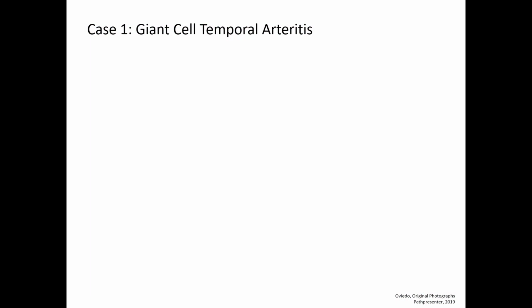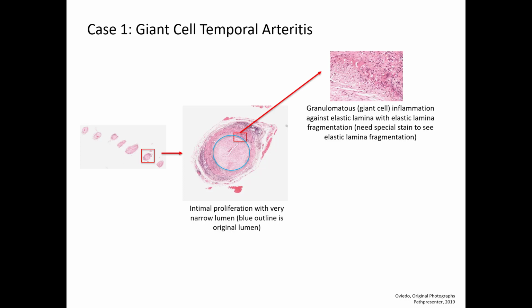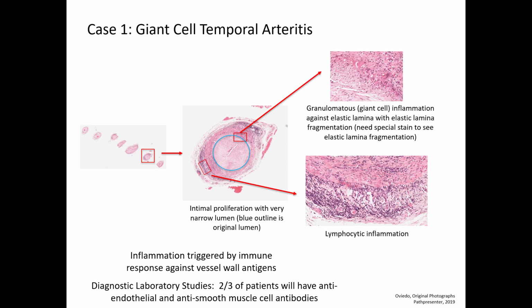Case 1 is giant cell temporal arteritis. Here is our slide. Here is a mid-power where you can see the significant intimal proliferation. I've outlined the original lumen in blue. Here on the right, you can see the granulomatous inflammation against the elastic lamina. The elastic lamina is fragmented. And down here, I've also shown lymphocytic inflammation. The inflammation in giant cell temporal arteritis is triggered by immune response against vessel wall antigens. Approximately 2/3 of patients will have anti-endothelial and anti-smooth muscle cell antibodies.